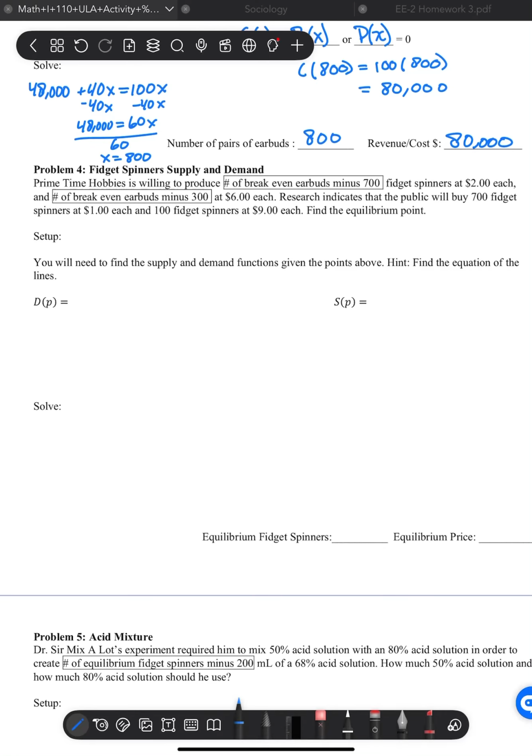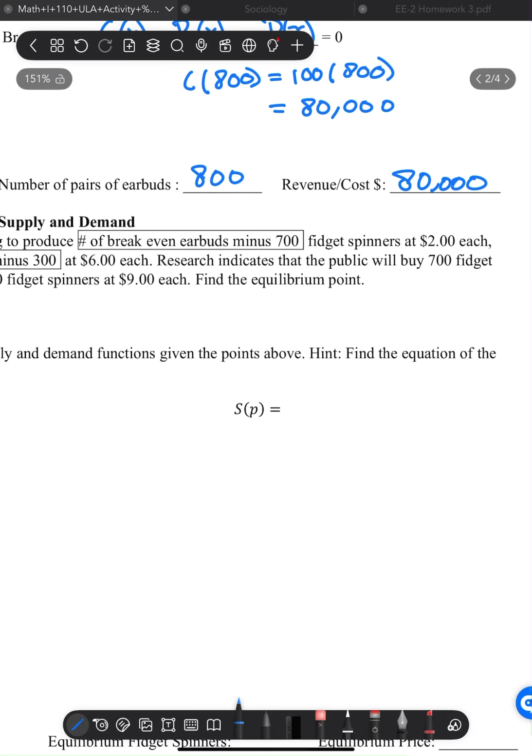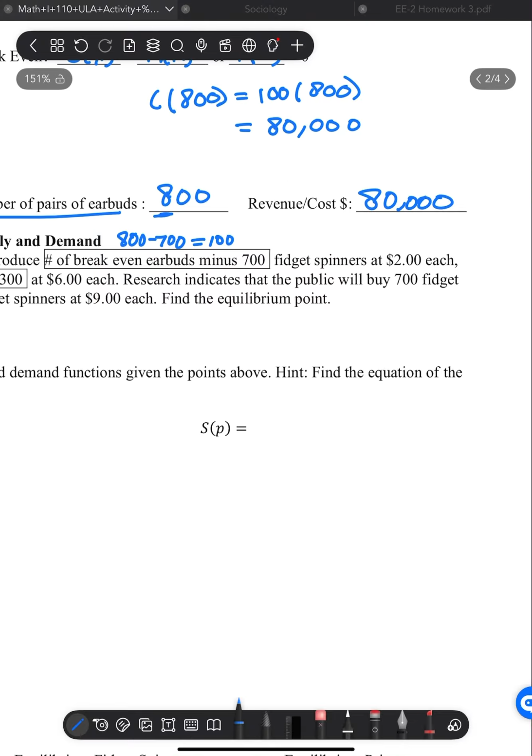On number 4 of activity 4. So we have Primetime Hobbies is willing to reduce the number of break-even earbuds minus 700. So this is our 800, right? Because it's the number of pairs. 800 minus 700 gets us 100. So by doing that, we can move on.